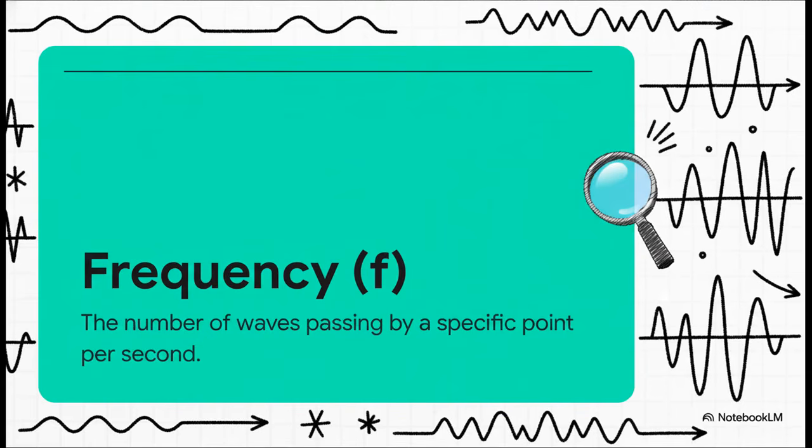Instead of asking how long one wave takes, we're asking how many waves pass by in a single second. So a high frequency means tons of waves are zipping by really fast, one after another.